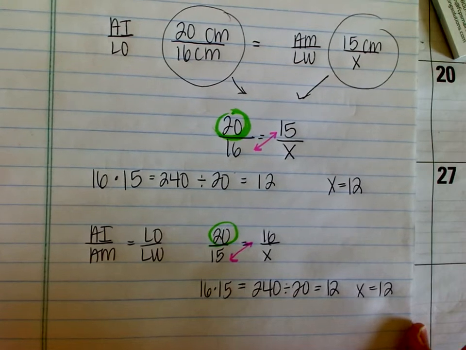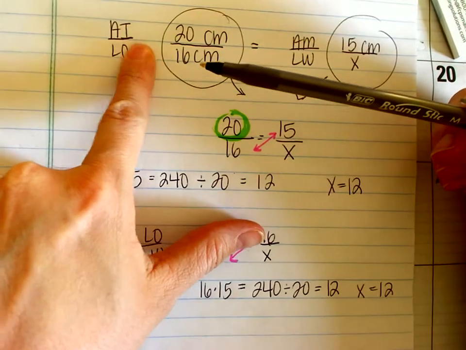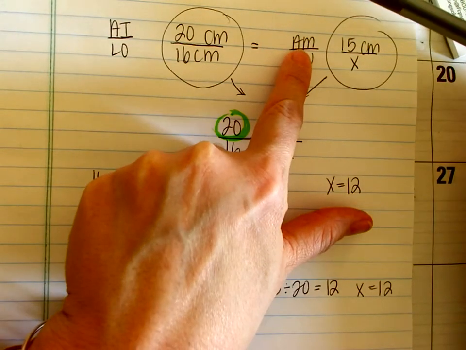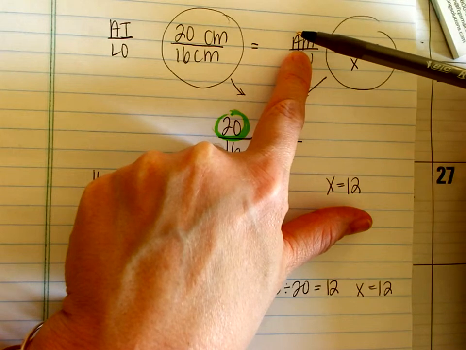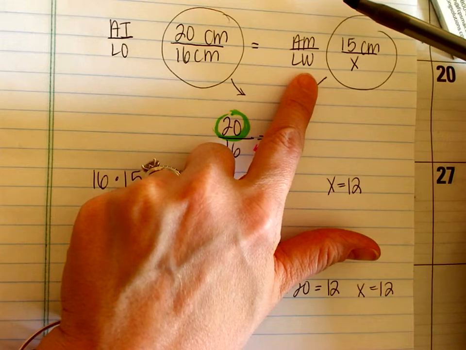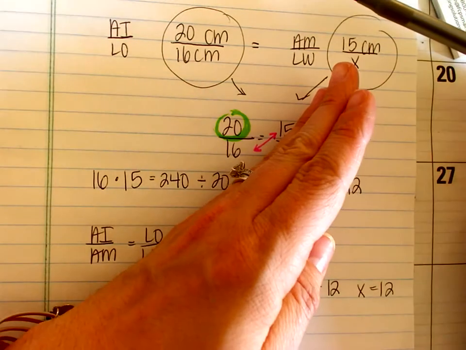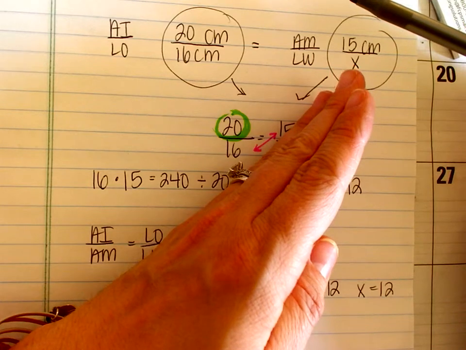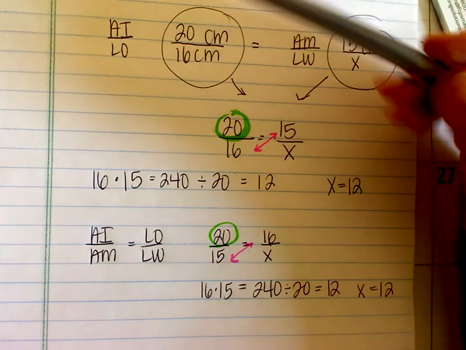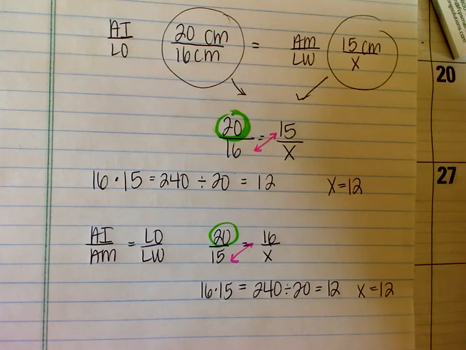A key component here is to remember that if you start with one triangle on the top, like up here, we started with triangle AIM on the top, in the corresponding proportion, it has to stay on the top. Just like LO started on the bottom and it ended on the bottom. We can flip them, but we have to flip both fractions. We'll still get the same result of x equaling 12, but you have to keep track of the same corresponding sides on the same side of the fraction.